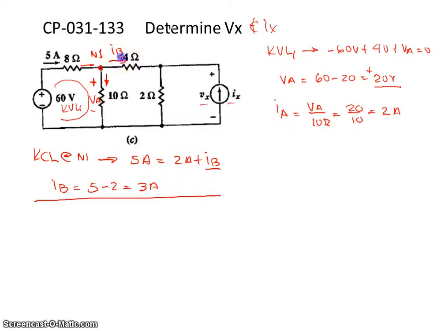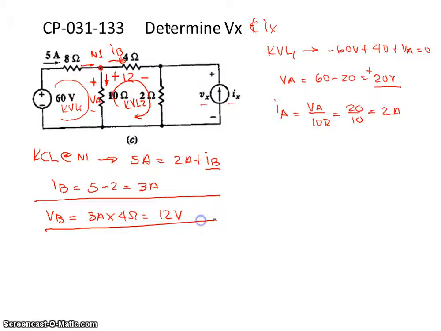Since this current flows through this 4 ohm resistor, now I can find a voltage across the resistor, and I'm just going to call this voltage v sub b. That is going to be the 3 amps times the 4 ohms, and that is just 12 volts across this resistance. Now, since I have voltage across the 10 ohm resistor and voltage across the 4 ohm resistor, I can write another Kirchhoff's voltage law loop, and this is going to give us the following.